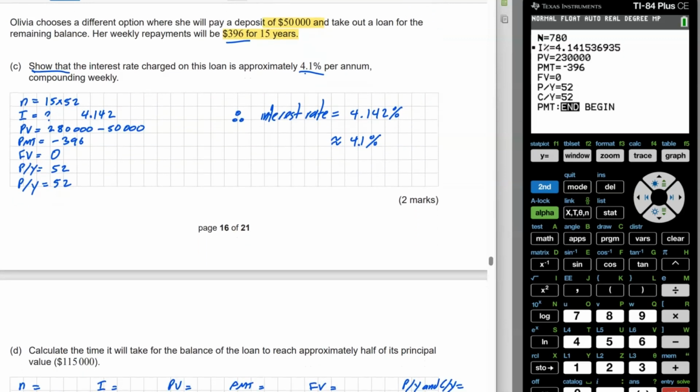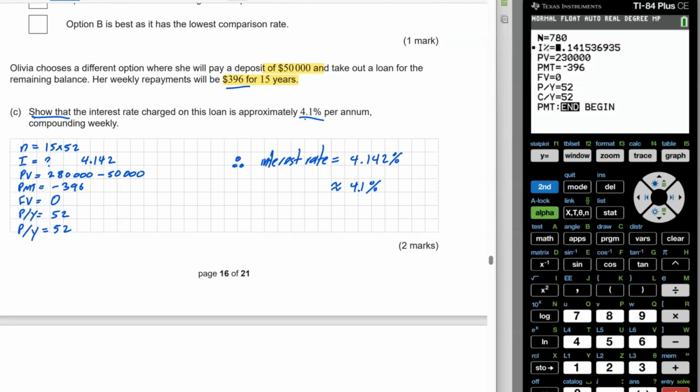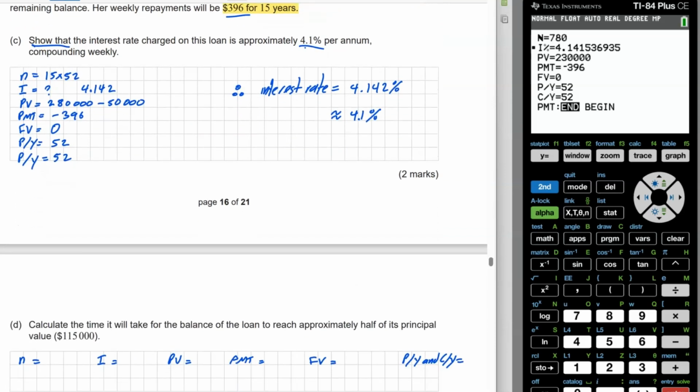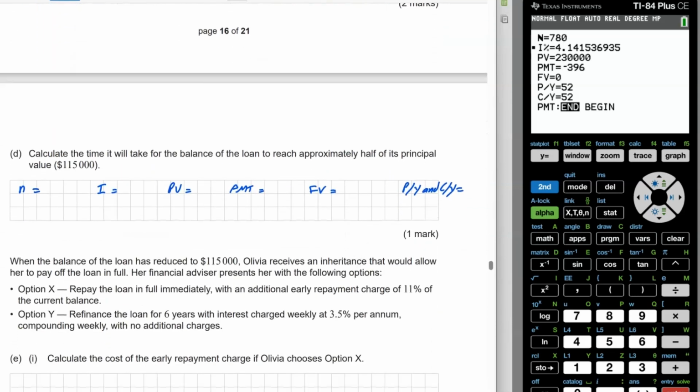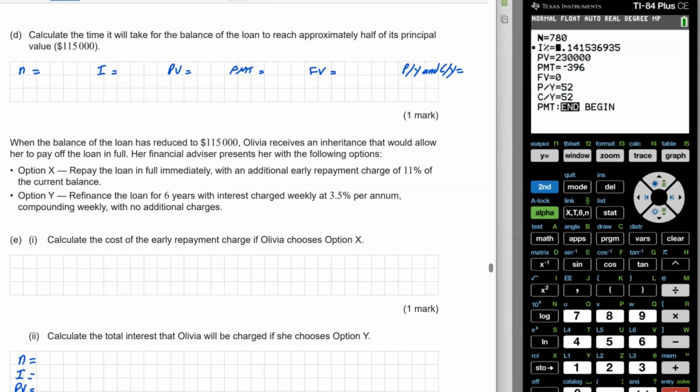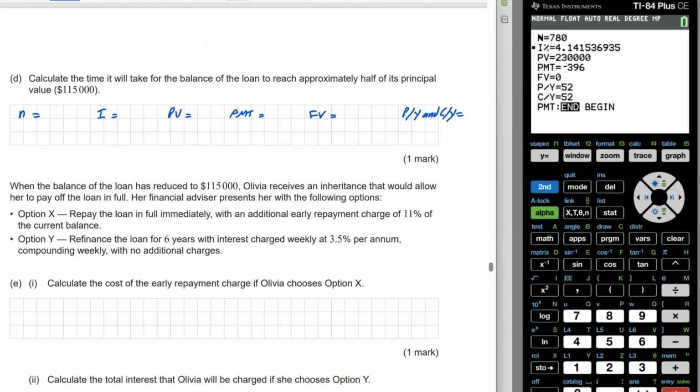Okay, so that's the different option. So she's trying to save money by paying a lump sum. Then we come down, it says calculate the time it will take for the balance of the loan to reach approximately half of its principal value. So the future value here is going to equal the 230, then we're going to divide by 2 to give us 115,000 in here. So the n is what we're trying to find.